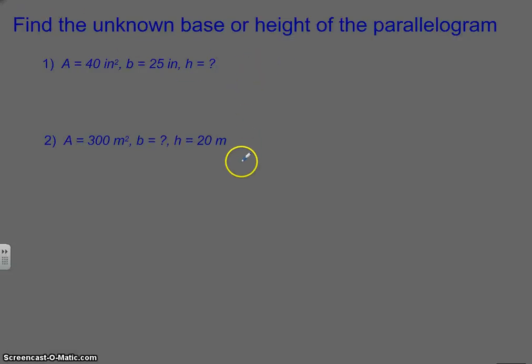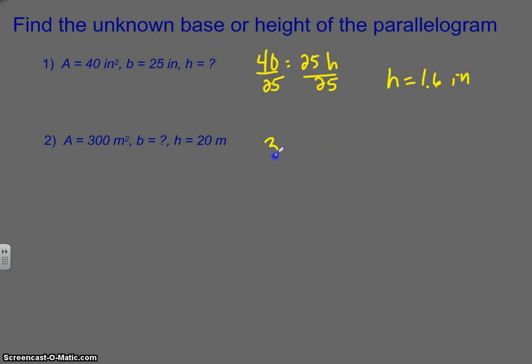Let's do the last two problems, and this is just, again, basics. We're looking for the unknown. So area is 40. It's a parallelogram. 40 equals base, which is 25, times the height. Well, divide both sides by 25, and that'll tell us what the height is. 40 divided by 25 equals 1.6. H is equal to 1.6, and that is in inches. Not going to forget that time.